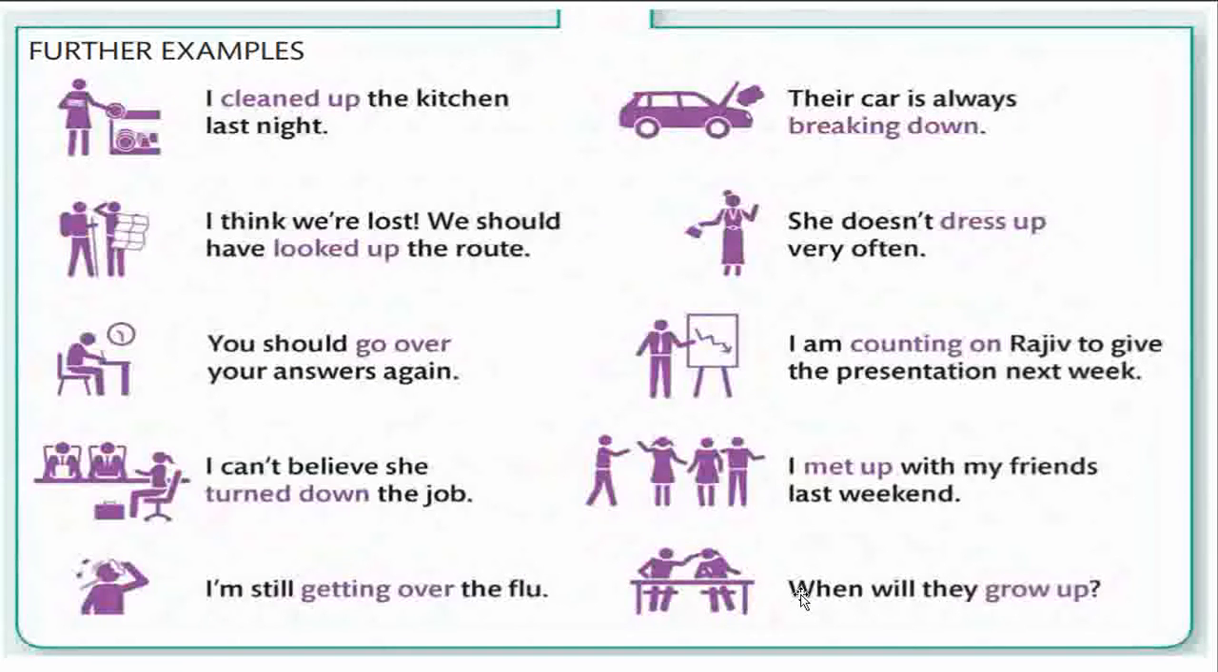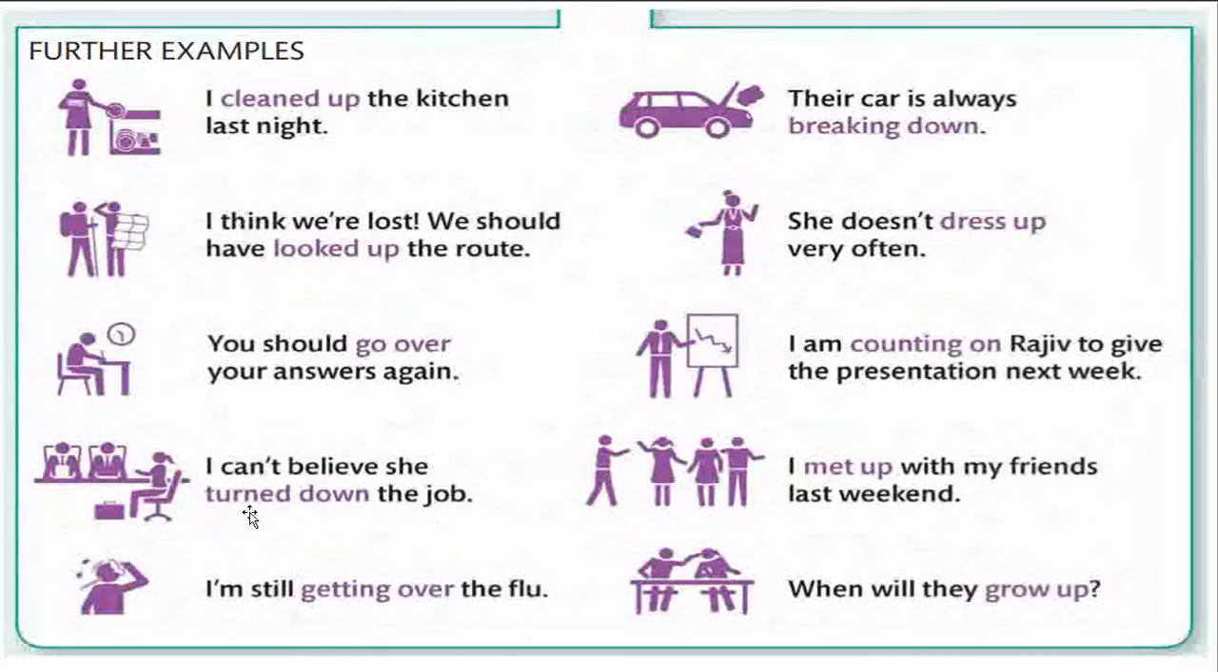Now let us see certain constructions, how these phrasal verbs are used. I cleaned up the kitchen last night. Cleaned up means wipe and dust, etc. That is clean, ed is added. I think we have lost. We are lost. We should have looked up the route. Looked up means referred the route. Over here, ed is added to the word look. You should go over your answers again. Go over means to revise the answers.